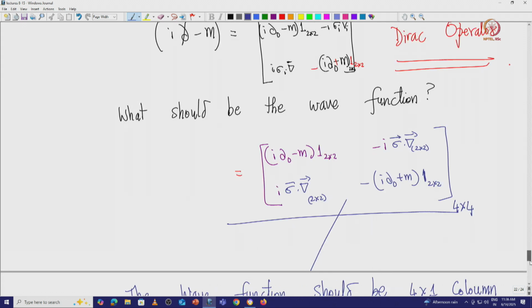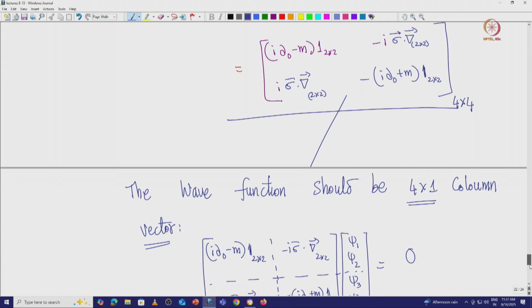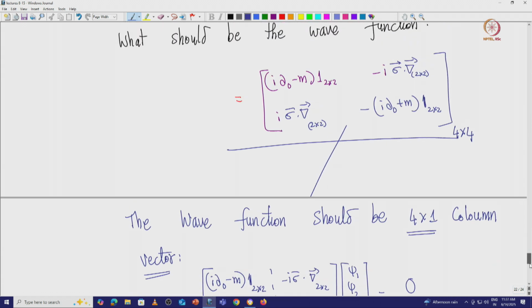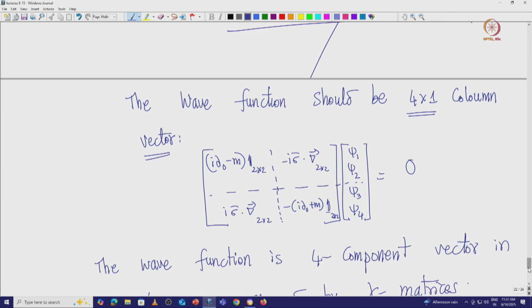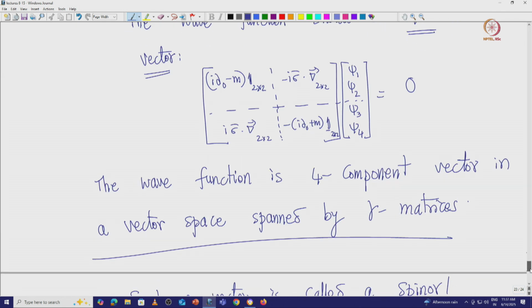In total it's a 4 by 4 matrix, and this 4 by 4 matrix should act on a wave function of this particular type, which should be 4 by 1, such that you get i del slash psi is equal to 0 on the right hand side essentially. Okay, so what we have seen is this psi is a 4 component wave function, which is in a vector space spanned by the gamma matrices.